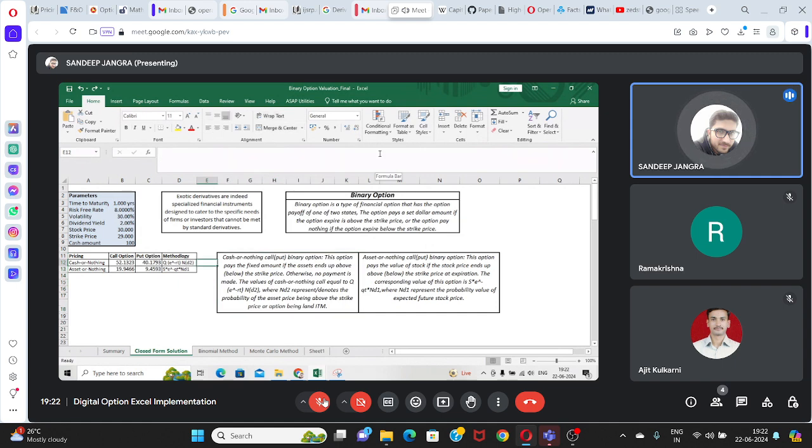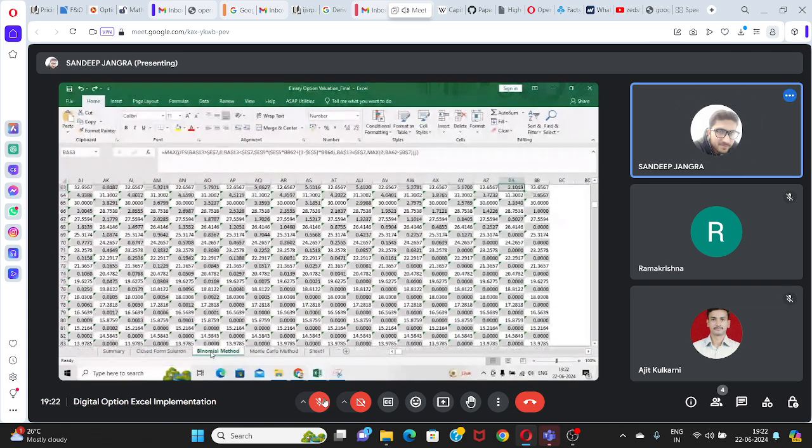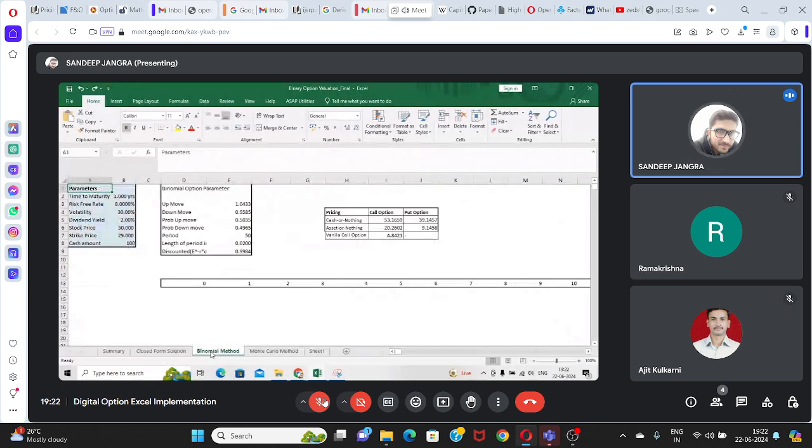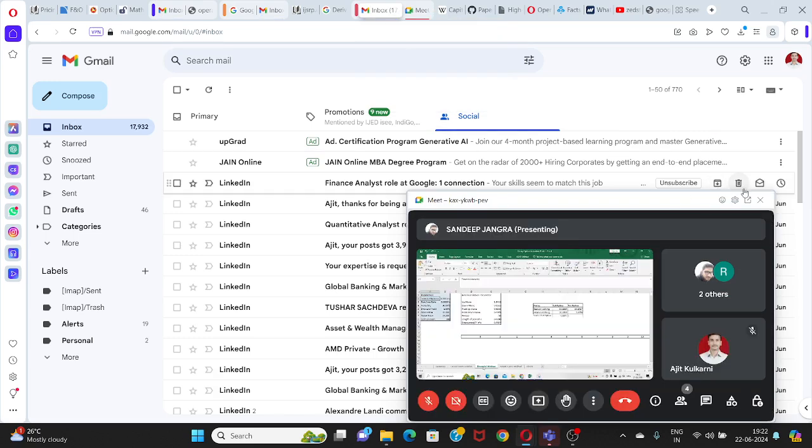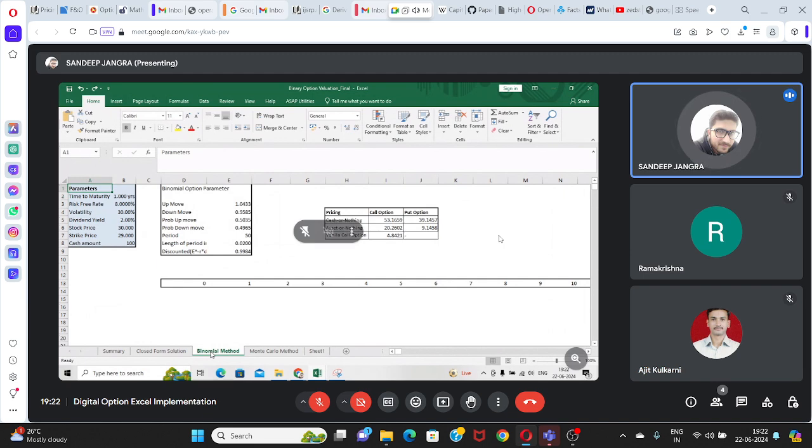Now next we have to validate this closed-form solution result by the binomial method and Monte Carlo simulation method. First we will give the valuation of this trade using the binomial method. So first we have to explain what the binomial method is. The binomial method is a mathematical model that is widely used in the industry to value European, American as well as exotic options. These are the same trade information.